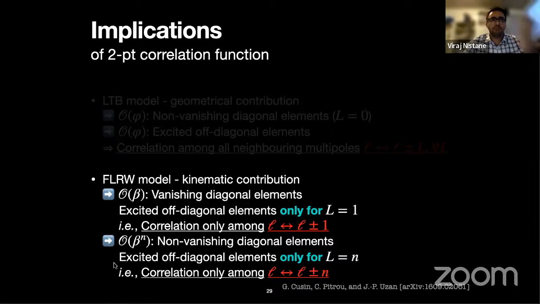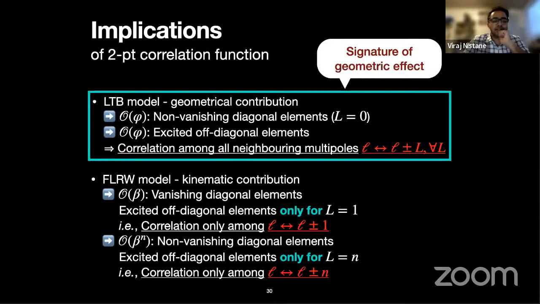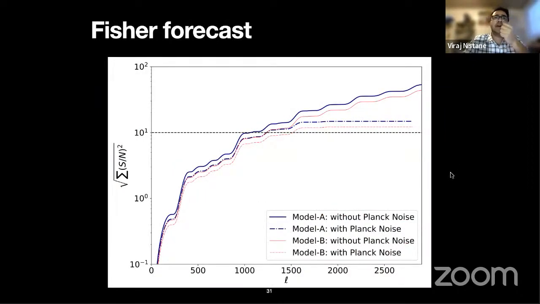So the point is that the correlations do not exist among every neighboring multipole, right? This gives us an important and exciting signature of the geometric effect due to LTB models. If we observe correlation among all neighboring multipoles, we see it as a sign of the geometrical contribution. And this helps us distinguish between an FLRW universe and an inhomogeneous universe. And finally, having the correlation function, we can predict the signal to noise by Fisher forecasting.